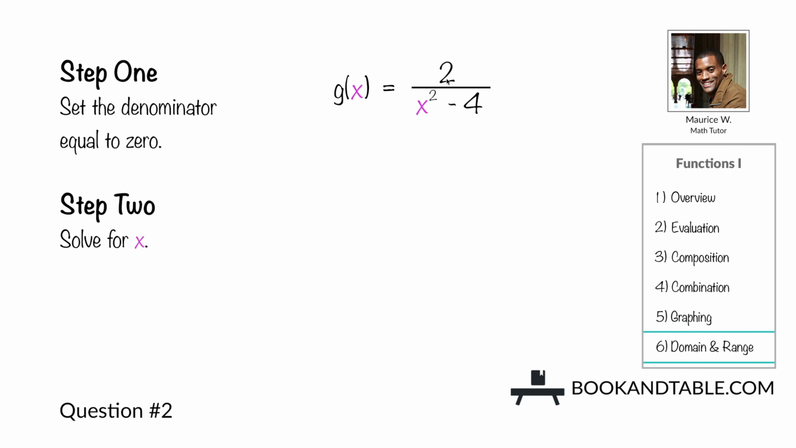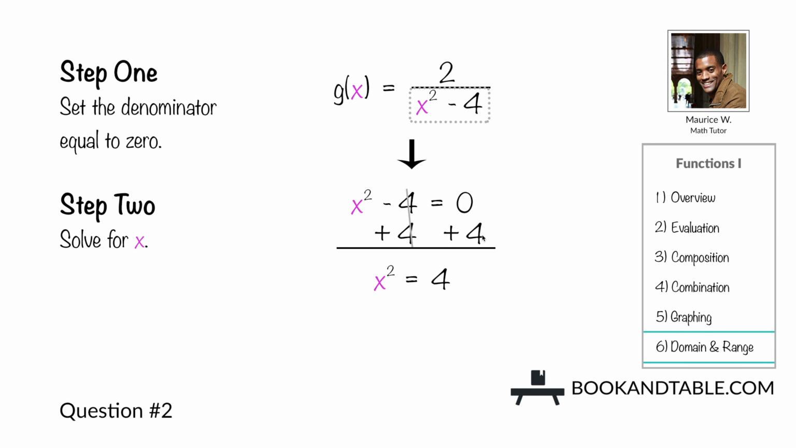G of x is equal to 2 divided by x squared minus 4. So step 1, set the denominator equal to 0. And then solve for x. So we'll start by adding 4 to both sides, giving us x squared is equal to 0 plus 4, which is 4. And now to remove this exponent 2, we want to find the square root of both sides. And the square root of 4 is equal to negative 2 or positive 2. So for this domain, it's all real numbers except for negative 2 and positive 2.